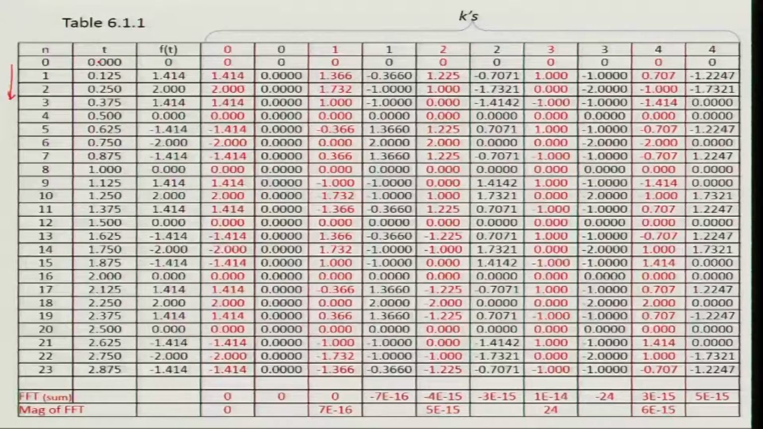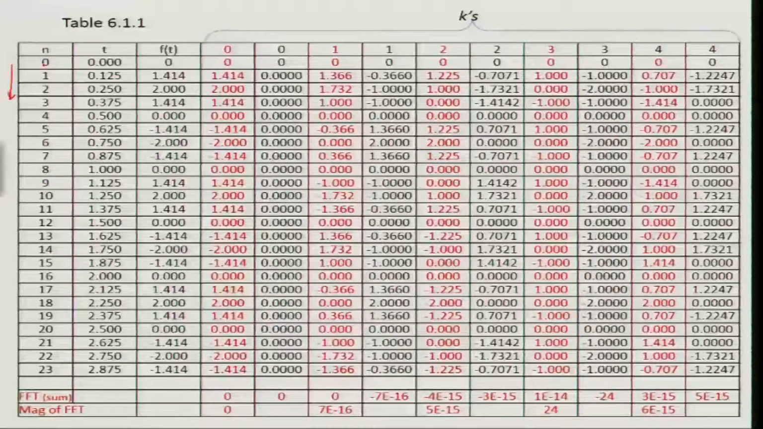Then at a given value of time, when n is equal to 0, time is 0. When n is equal to 1, what is the value of time? We are measuring 8 points each second, right. What does that mean? It means that each second is divided into 8 different parts, which means that corresponding to n is equal to 1, t is 1 over 8th, which is 0.125 seconds. For n is equal to 2, it is 0.25 seconds, and so on and so forth. So, the final value of t corresponding to n is equal to 23 is 2.85 seconds.